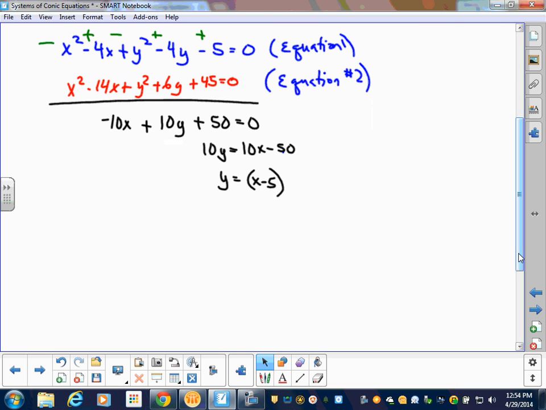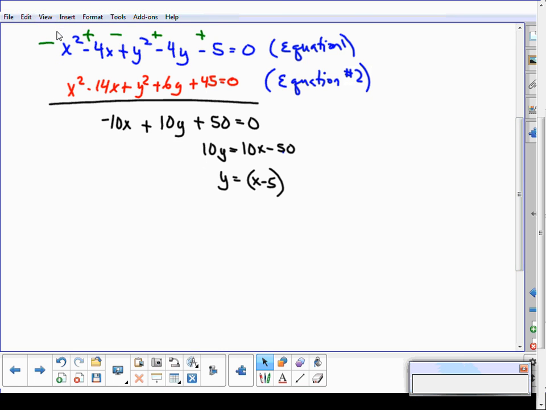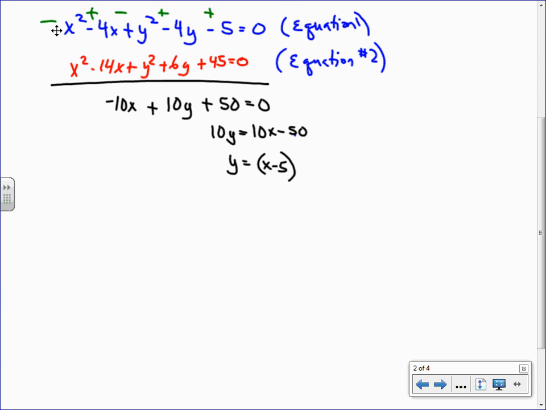Which equation am I going to plug it in? Either equation, guys. I now want to take this x minus 5, and I want to plug it in up here. I want to plug it into either one of these equations. Guys, I got to choose one. The one I choose was x squared minus 4x plus, I'm supposed to put y squared in there, but now y is x minus 5. Is that good?